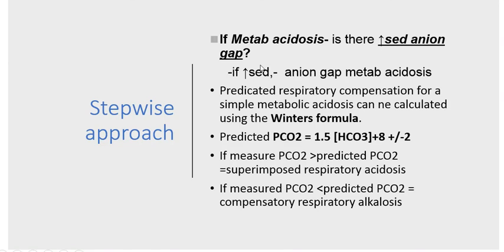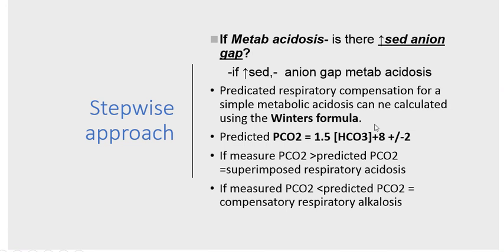To predict whether there's going to be a metabolic acidosis with no compensation, or a metabolic acidosis and a compensation, or a metabolic acidosis and a mixed respiratory acidosis, we employ the Winter's formula. The Winter's formula will help us to tell. This is the formula. You calculate the predicted partial pressure of carbon dioxide: 1.5 times the bicarbonate concentration plus 8, plus or minus 2. This is a range.